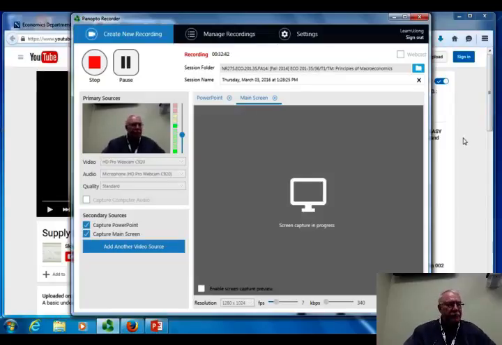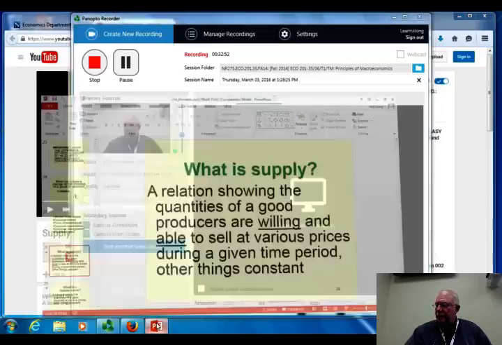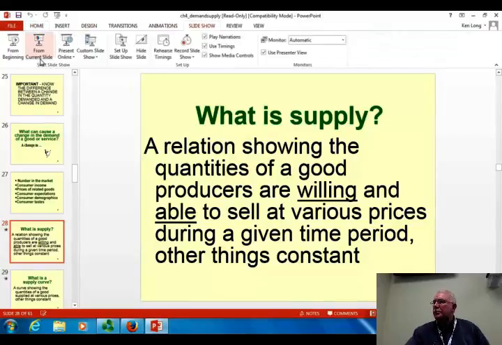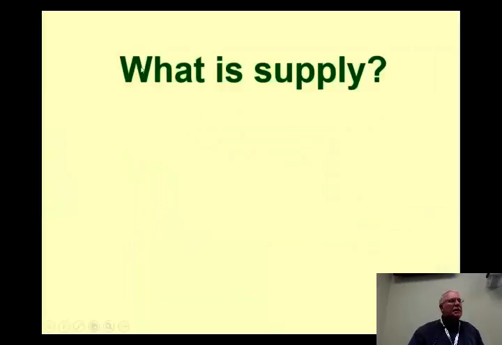Well, anyway, we spent a lot of time on that, but that's what this course is really all about. So let's get back to the chapter. I'd like to finish this today. Let's see, slideshow from current slide. Now, last time we talked about the demand curve.